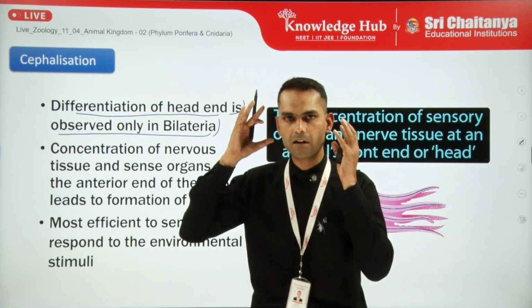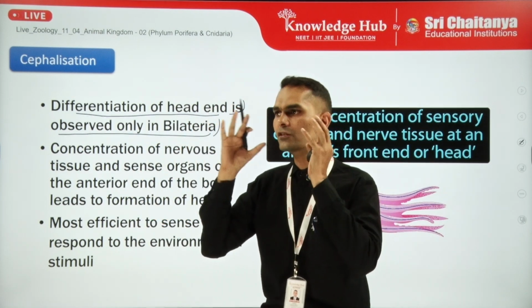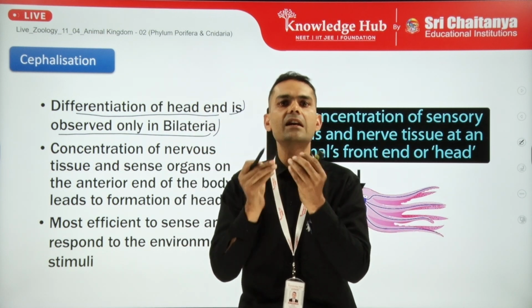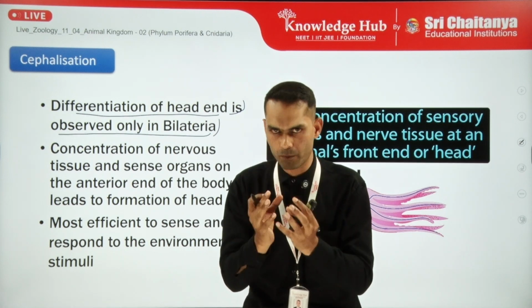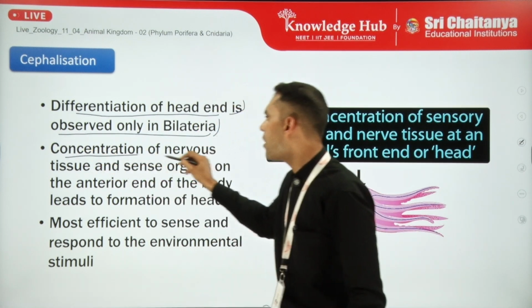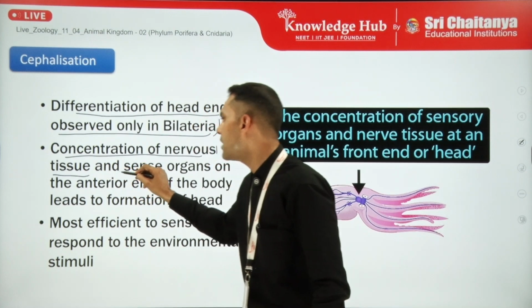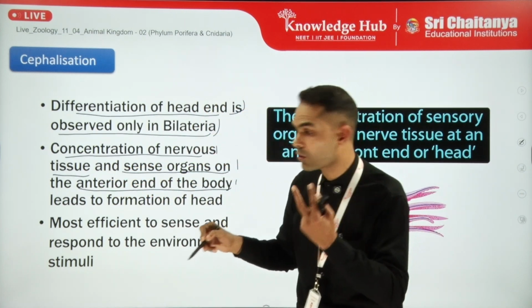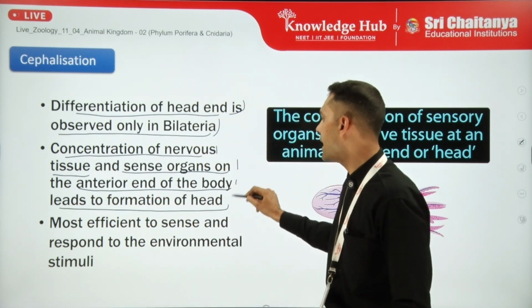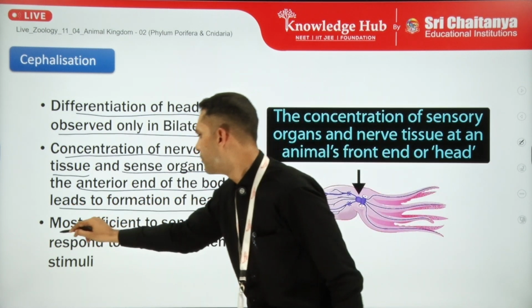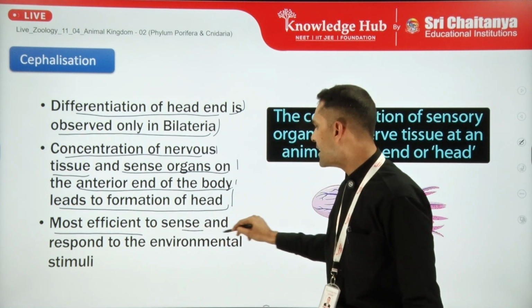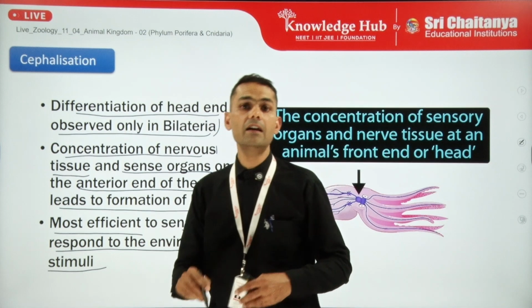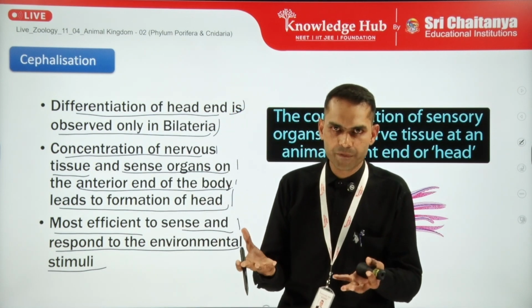And what happens in this developmental process? The nervous system along with the sense organs gets concentrated at the anterior part of the body, somewhere near the mouth opening. So concentration of the nervous tissue along with the sense organs on the anterior end of the body, which has the mouth opening, leads to the formation of the head, and it is the most efficient way to sense and respond to environmental stimuli, particularly finding food or prey, right?